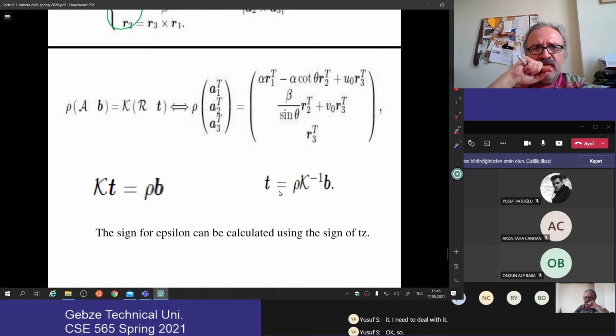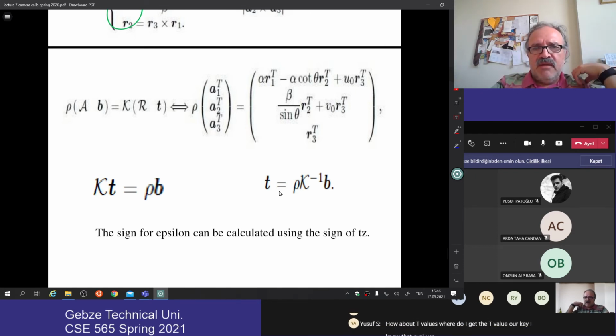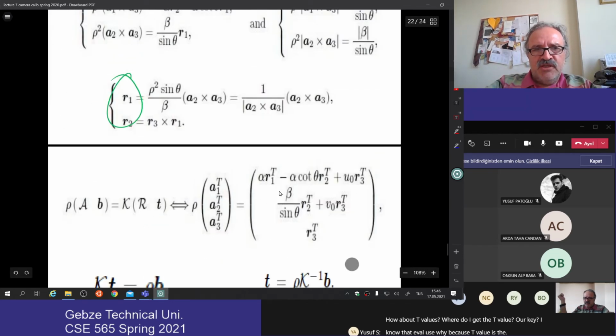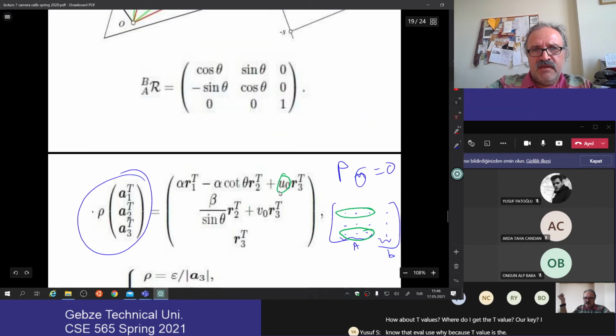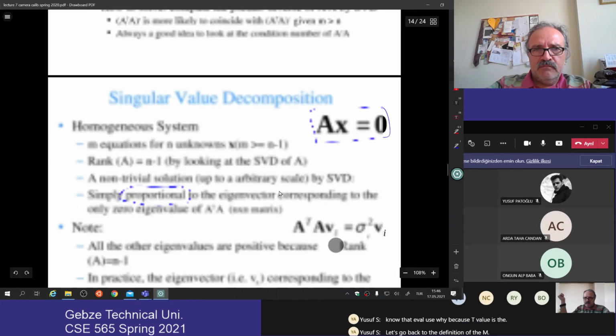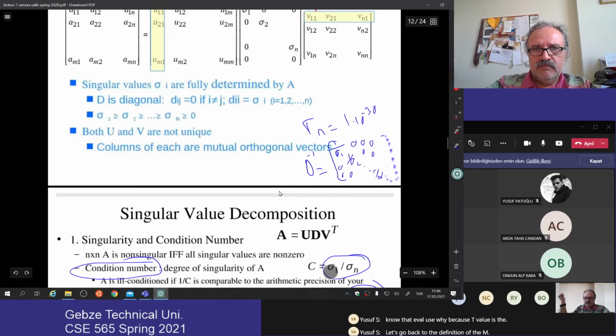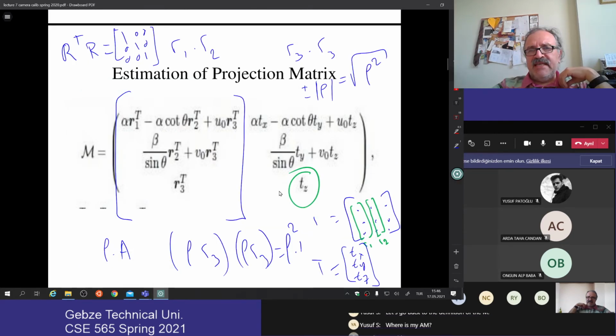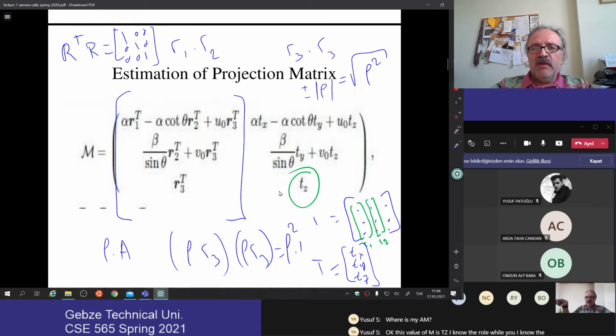How about t values? Where do I get the t value? Oh, okay. I know the t values. Why? Because let's go back to the definition of the m. Where is my m? Okay. This value of m is tz. I know the rho, but the absolute value of rho. So I know tz. That's fine.